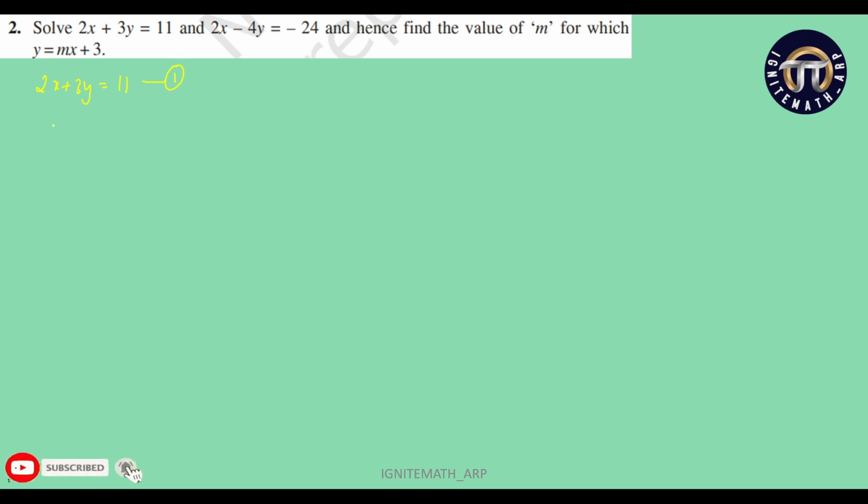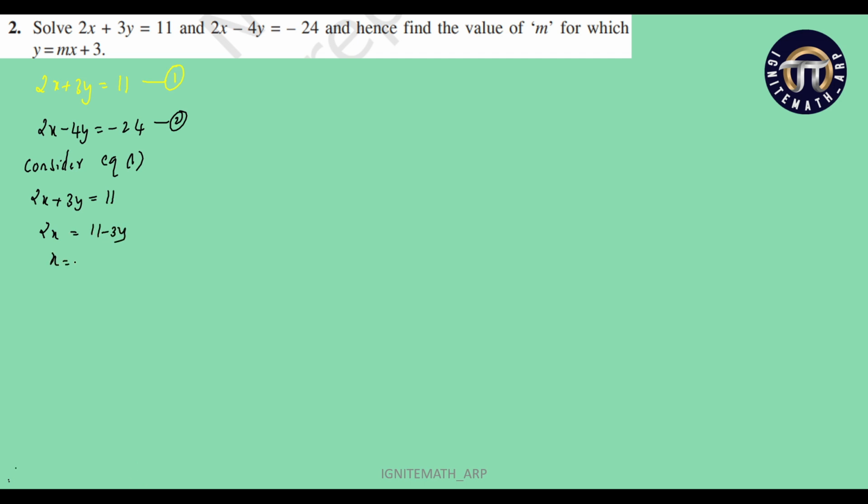So what I do here is, either I can make x or y, anything. Okay, let me write the second equation also, then decide. So the second equation is what? 2x minus 4y is equal to minus 24. This is our second equation. So what I write over here is, consider equation 1, that is 2x plus 3y is equal to 11. So 2x is equal to 11 minus 3y. x is equal to 11 minus 3y divided by 2. This is equation 3 I call.